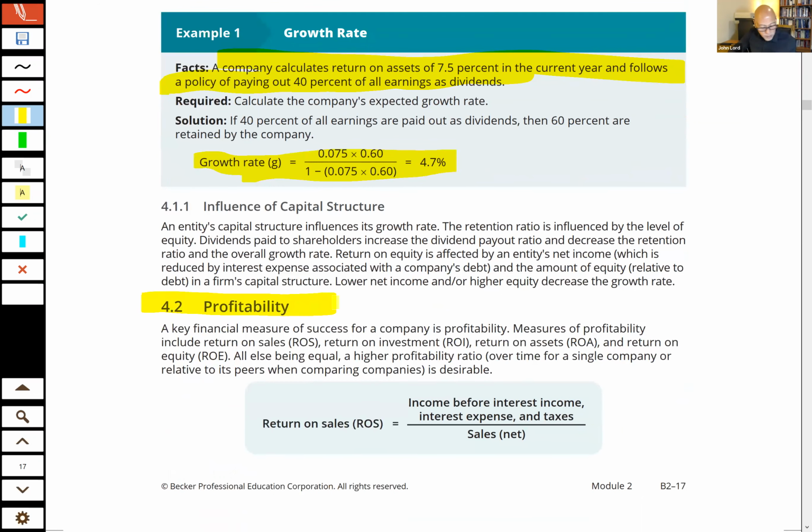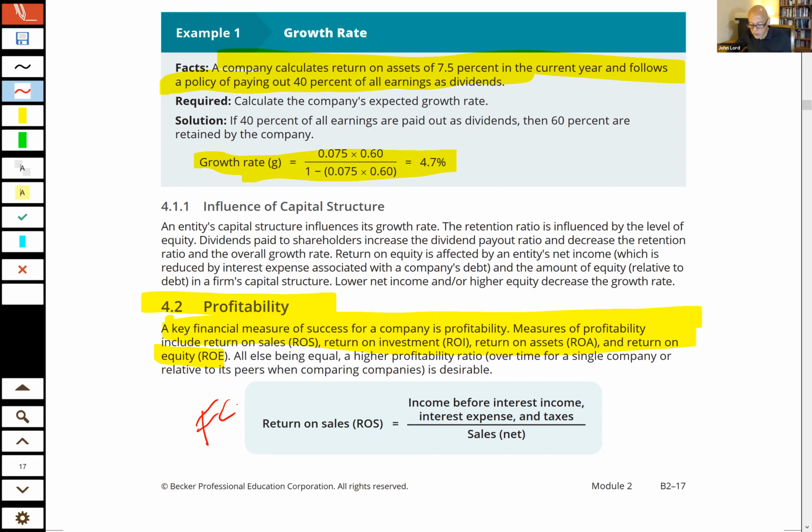Now, we also want to consider the profitability of the company. When we calculate the profitability, we have 3 ratios that I'm sure you're familiar with that we're going to take a look at here, which is return on sales, return on investment, and then we have our return on assets, and then we have a return on equity. Okay, so here we go again with some flashcards. You're going to have to know these formulas.